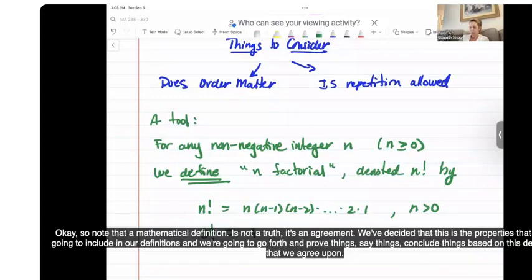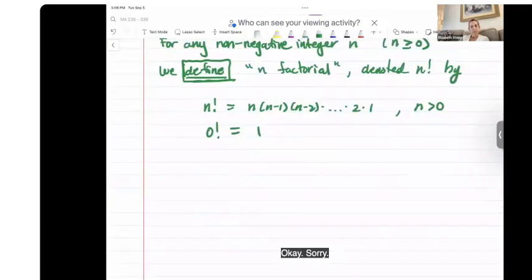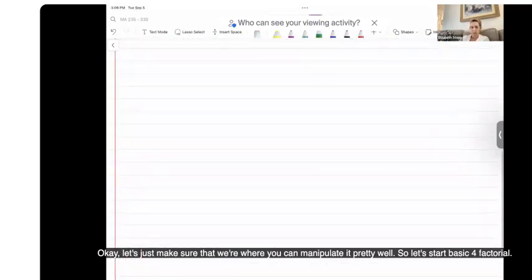Note that a mathematical definition is not a truth, it's an agreement. We've decided the properties that we're going to include in our definitions, and we're going to go forth and prove things, say things, conclude things based on this definition that we agree upon. Okay? Is everybody familiar with factorial? Okay, let's just make sure that we can manipulate it pretty well.